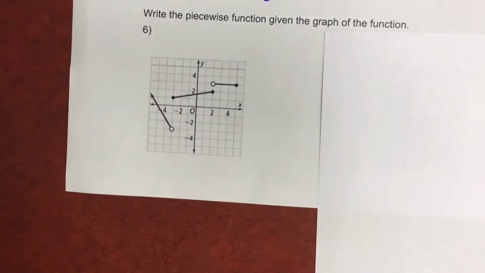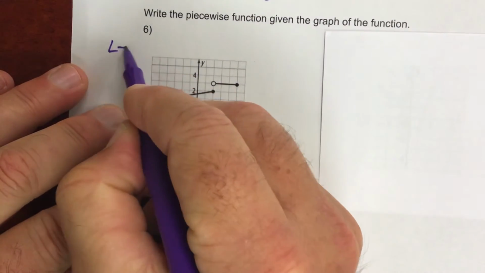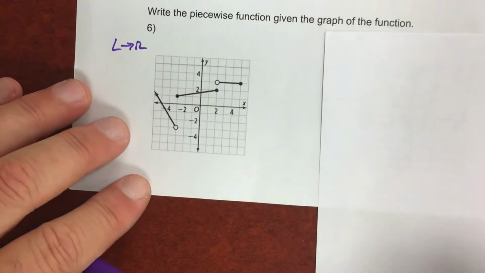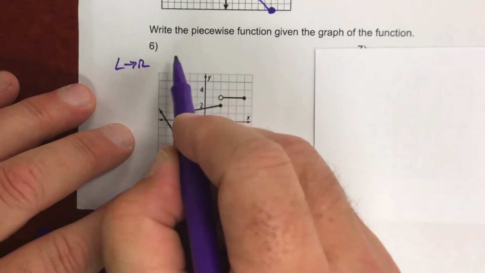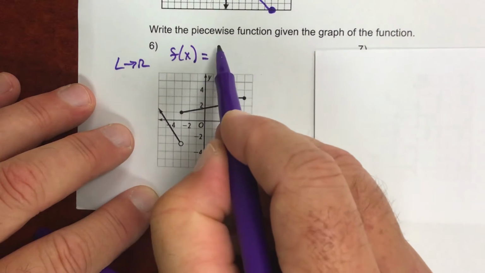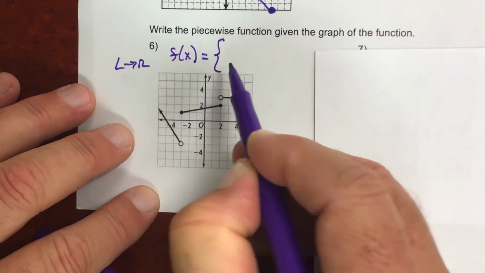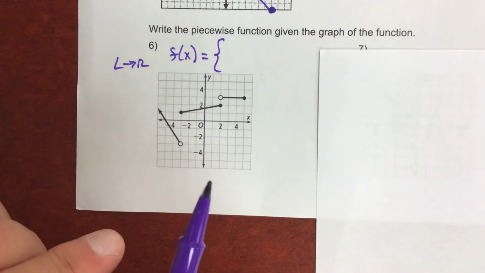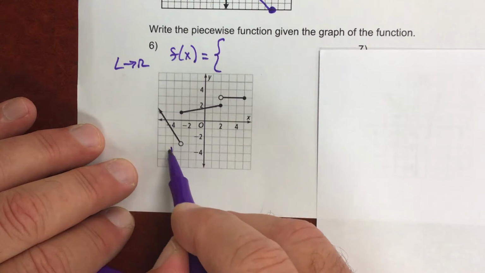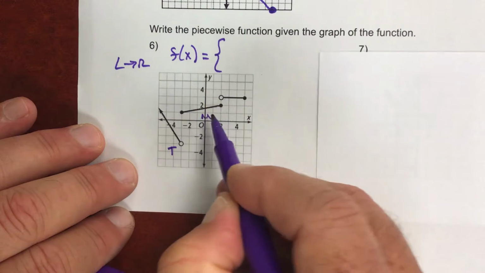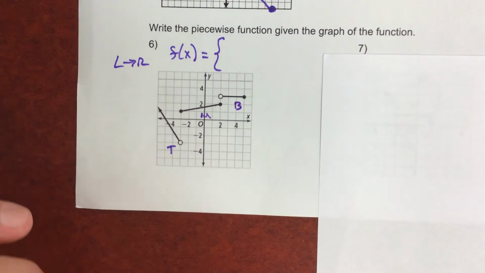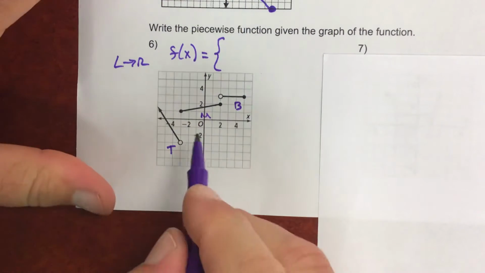We're always going to work left to right. We're going to pick our favorite letter, let's just call it f of x, or you can call it g of x, is equal to, and then you've got to make a brace. Try your best to make the brace. So we're going to work left to right. This is going to be our top, this is going to be our middle, and this is going to be our bottom equation. So top, middle, and then the bottom equation.